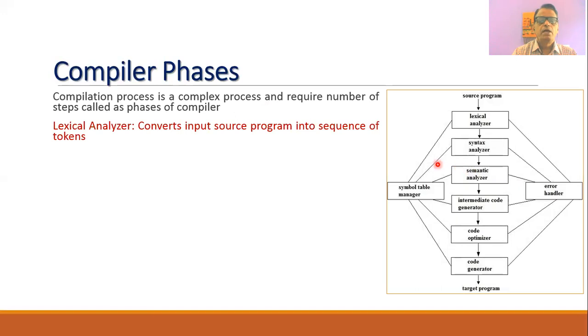The first phase of the compilation is called lexical analysis. Lexical analysis is a process in which the source program is converted into a sequence of tokens. Whatever we write in the source program using any high-level language is converted by the lexical analyzer into a sequence of tokens. This sequence of tokens is further given a structure by the syntax analyzer. The syntax analyzer is a program which performs the syntax analysis, and the output of the syntax analyzer will be some structure like the syntax tree or parse tree.